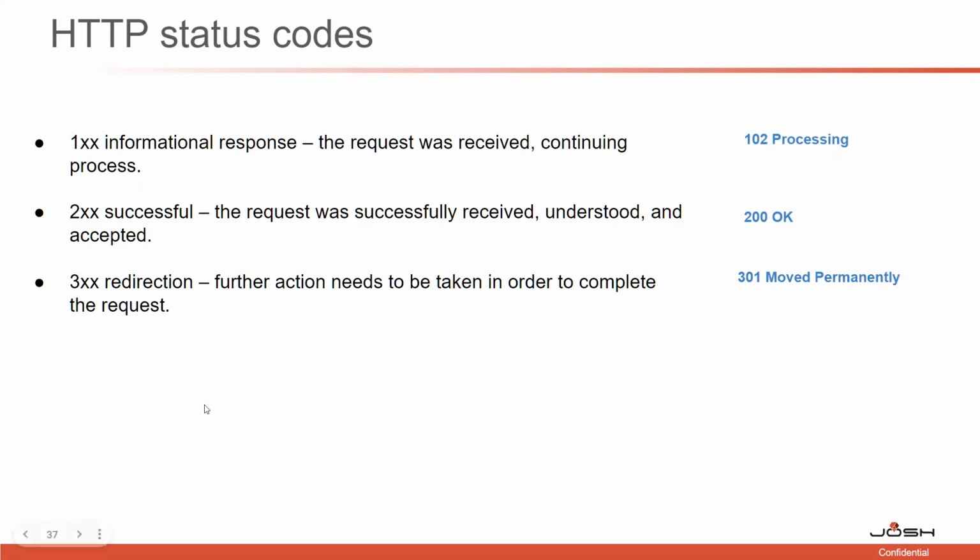The third one is 3XX, redirection. Further action needs to be taken in order to complete this request, like 301, moved permanently. We saw how not adding a slash caused us to redirect, and to denote this redirect, we use 3XX HTTP status codes.